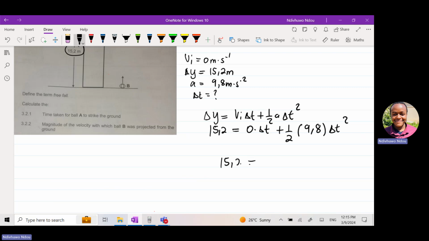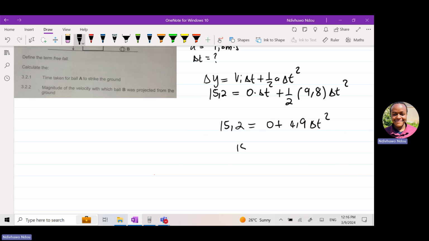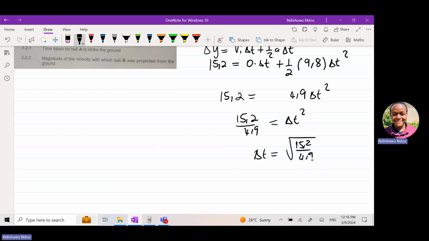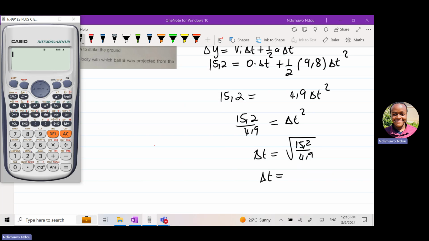So it's 15.2. This will be 0 plus 1 over 2 times 9.8, which is 4.9, times change in time squared. So this will be 15.2 divided by 4.9 equals change in time squared, because the 0 term just goes away, then we divide both sides by 4.9. Then change in time is equal to the root of 15.2 divided by 4.9. Then we can calculate the time it takes for this ball to reach the ground. So it will be the root of 15.2 divided by what?